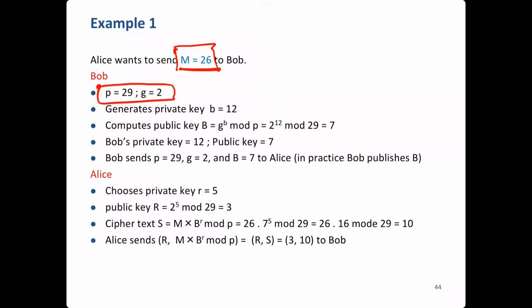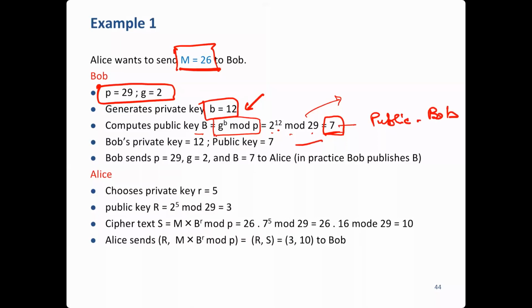Okay. All right. So Bob generates a private key b equal to 12, which is a random generation of a private key. And from that he computes his public key, which is G raised to the power b mod P. That's 2 raised to the power 12 mod 29, which is equivalent to 7. And you can use modular mathematics to reduce the complexity. So now 7 is the public key of Bob.